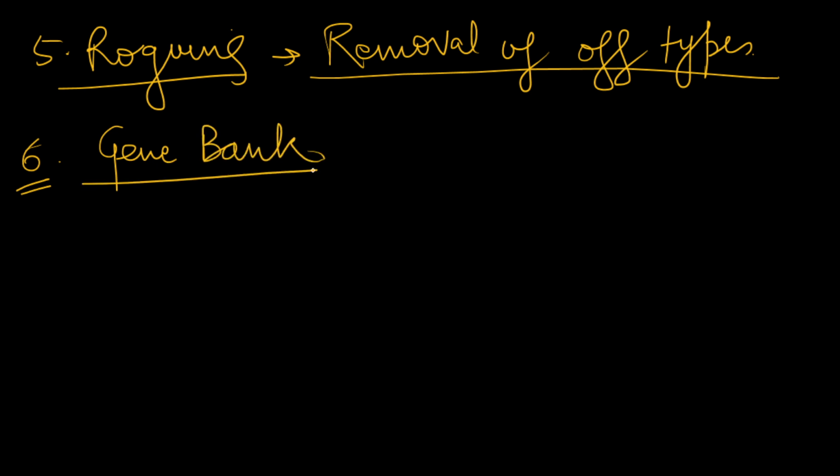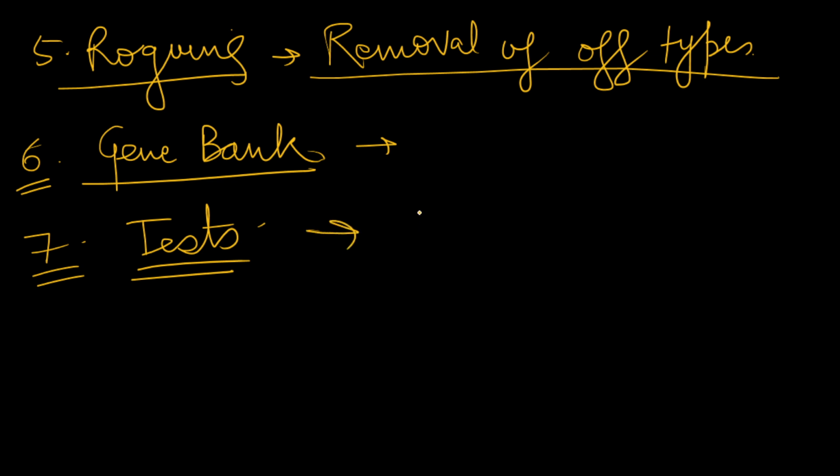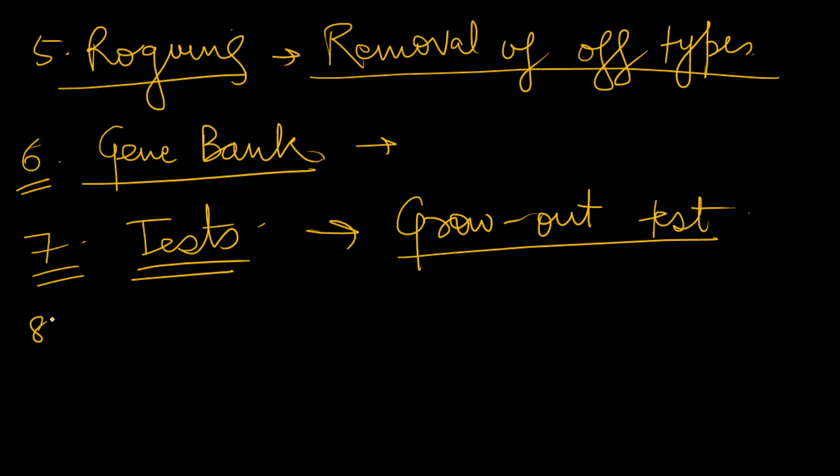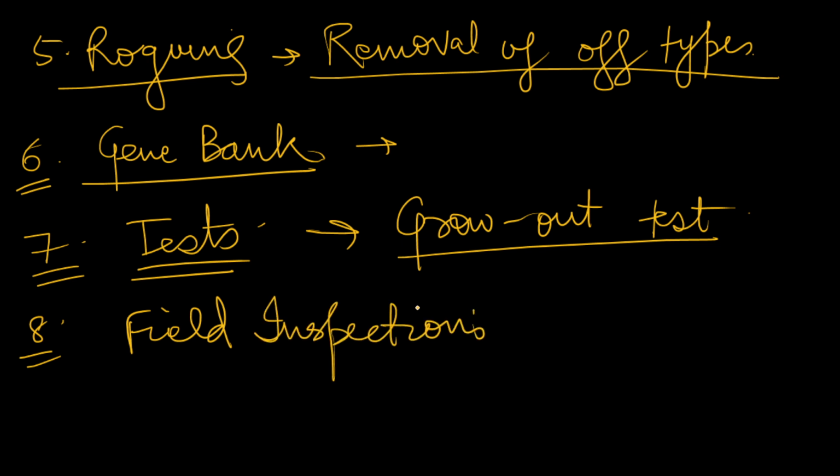Gene banks can be maintained where true to type plants with good genetic purity are kept. Various tests can be done regularly to see that the plant is not losing its genetic purity, for example the grow out test, which is done to check genetic purity. We can do field inspections regularly to see that the conditions of the field are as per our requirement, which will not hamper our genetic purity.